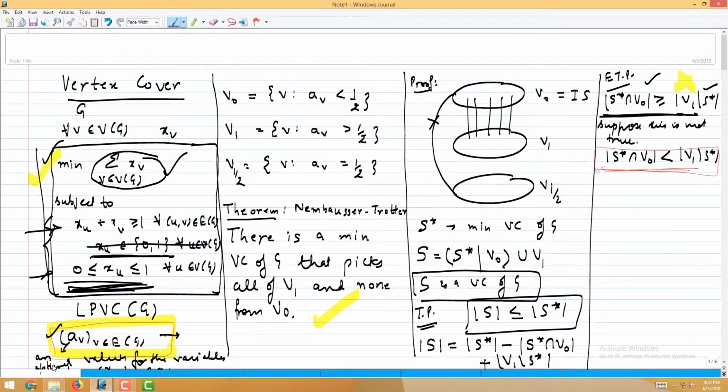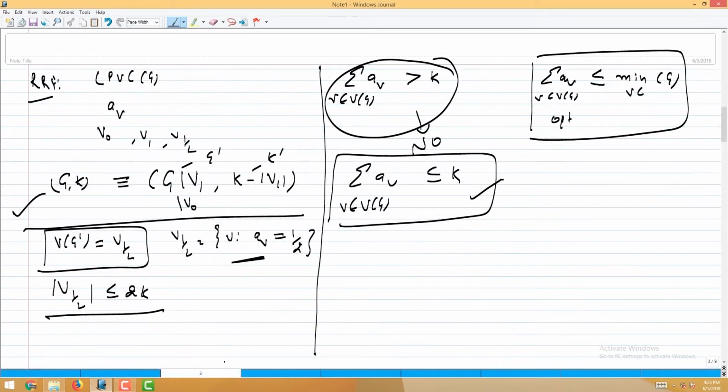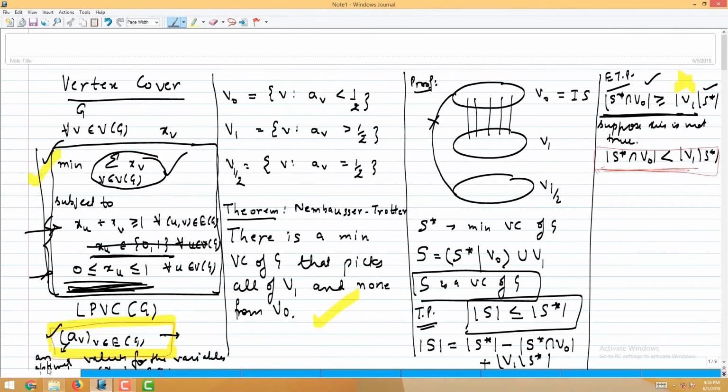Look at the minimum vertex cover of the graph. Okay, so let's do this. Whatever vertices you pick in the minimum vertex cover of the graph, let us give the corresponding variables value 1 and let us give 0 to all the other variables. Is this a feasible solution to this LP? Right, so this is a feasible solution to this LP.